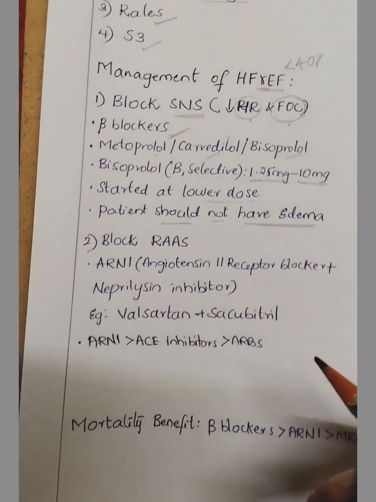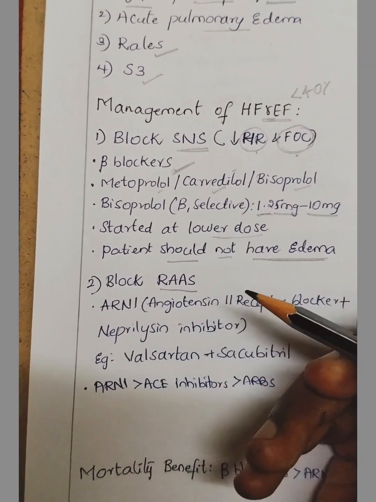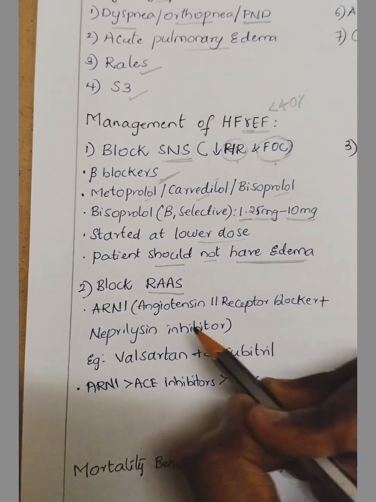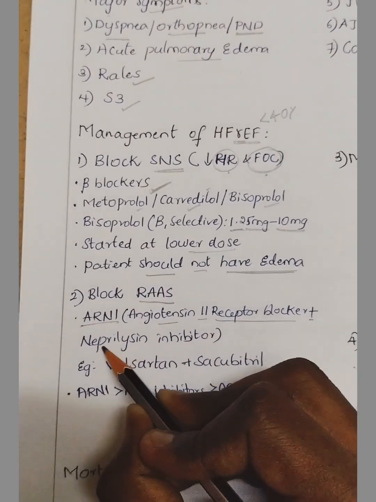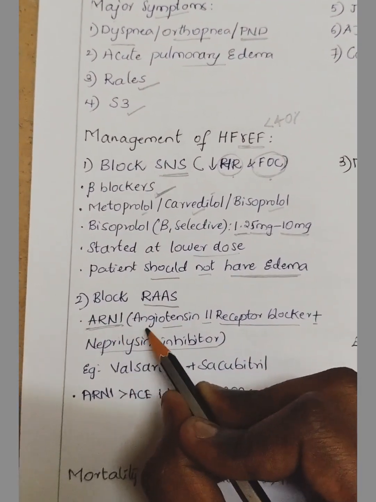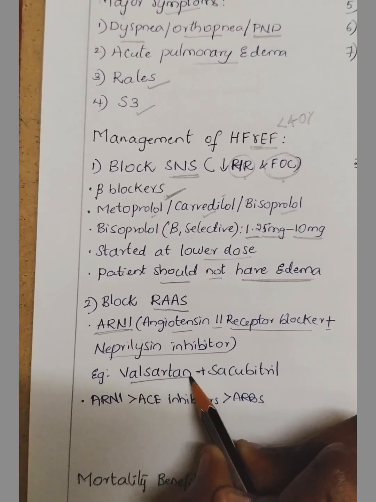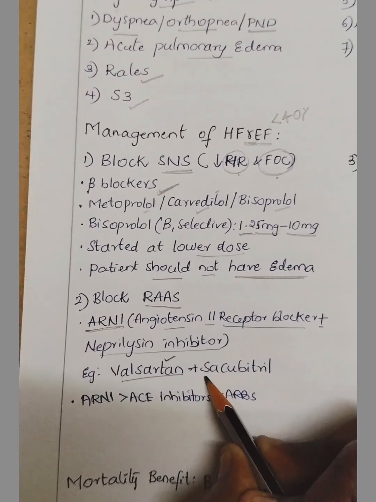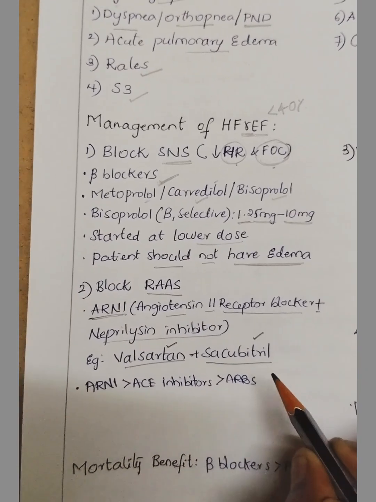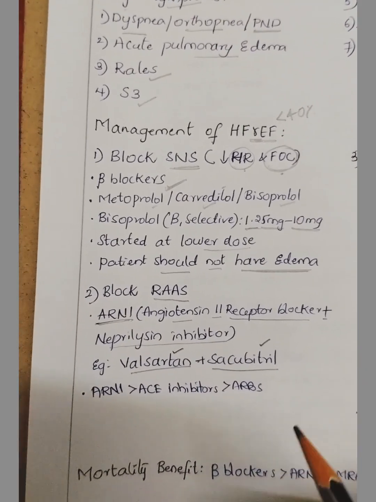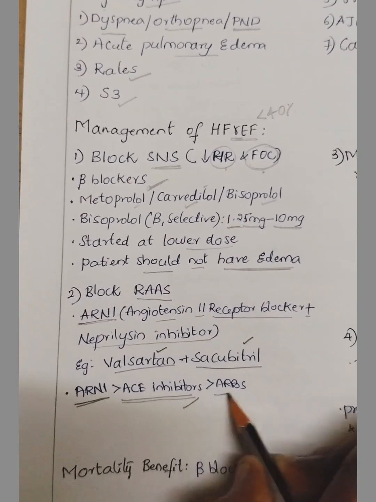And the second class of drugs which we will use in this patient is for blocking the RAS system, that is the renin angiotensin aldosterone system. Blockers should be given, and this mainly involves ARNI. ARNI means angiotensin 2 receptor blocker plus neprilysin inhibitor. The example for this is valsartan, which is an angiotensin 2 receptor blocker, and the neprilysin inhibitor is sacubitril. This is one of the wonderful drugs used for the treatment of heart failure patients. ARNI is always preferred when compared with ACE inhibitors, and ACE inhibitors are always preferred when compared with ARBs.